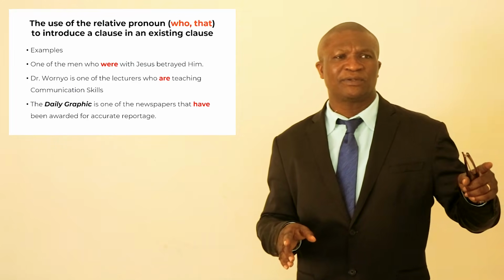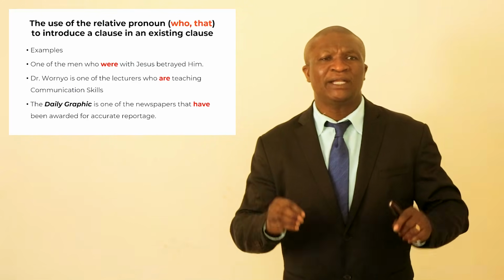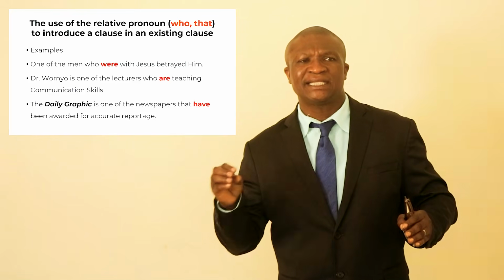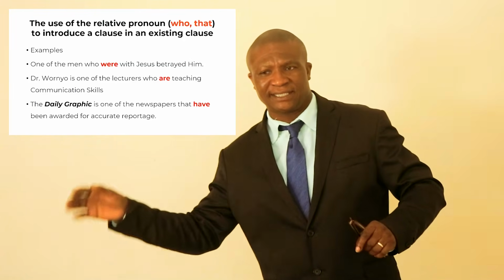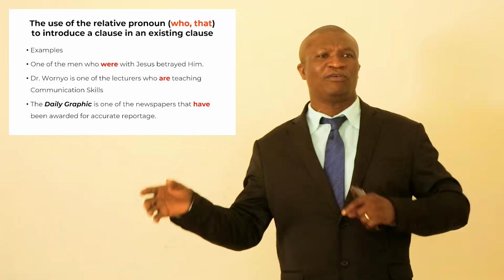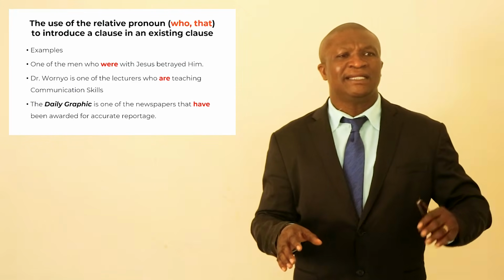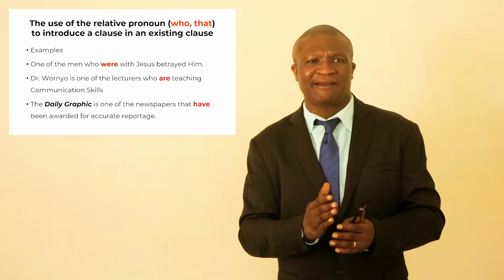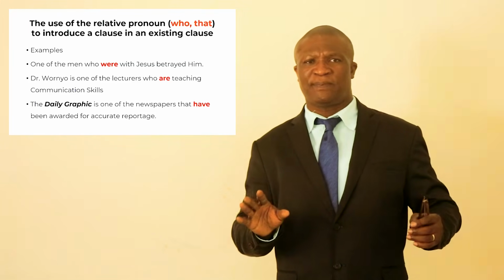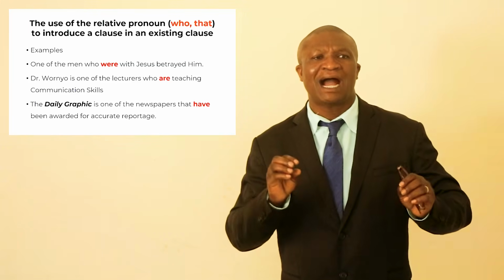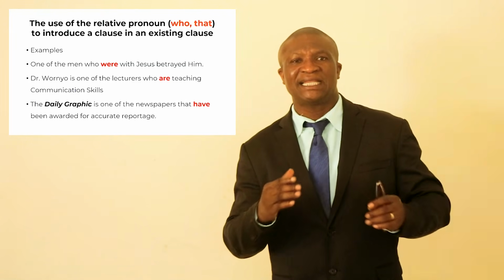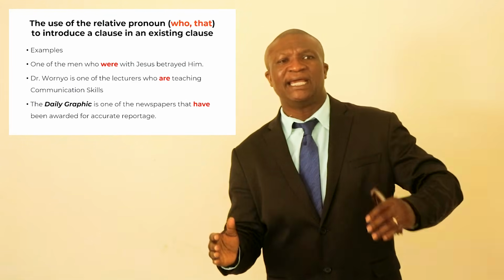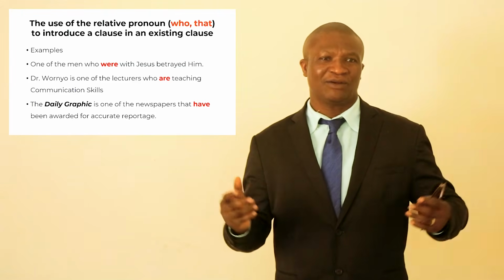Then the second example: Dr. Wonyo is one of the lecturers who are teaching communication skills. So there are lecturers who are teaching, but he is just one of them. Then the last example we have: the Daily Graphic is one of the newspapers that have been awarded for accurate reportage. So there are newspapers that have been awarded, and the Daily Graphic is one of them.